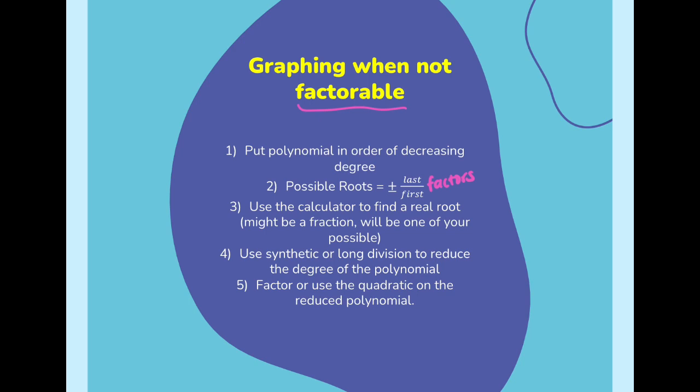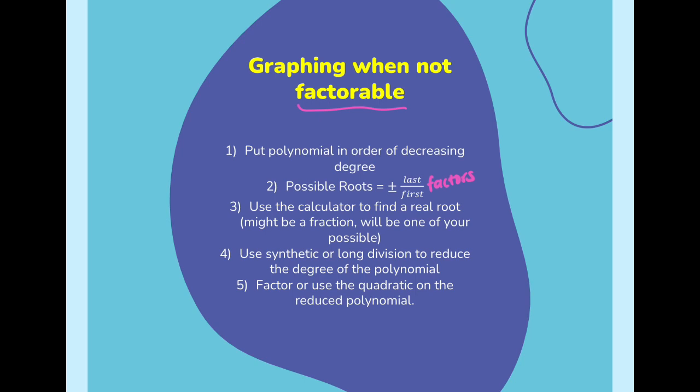The plus and minus means that each of those will have a positive and a negative, and you don't need to repeat them. If it happens twice, you just need it once. Then you'll use your graphing utility to find one of the real roots. This might be a fraction, but it will definitely match something from your possible bank.